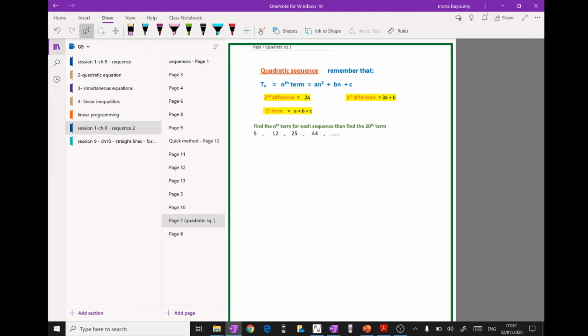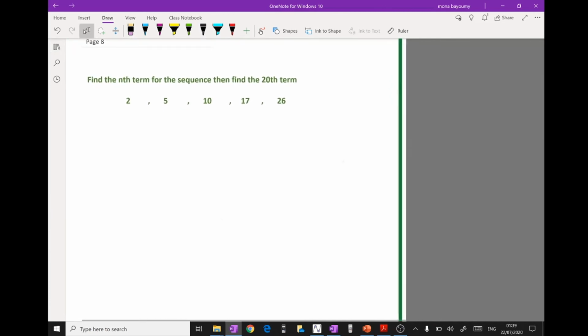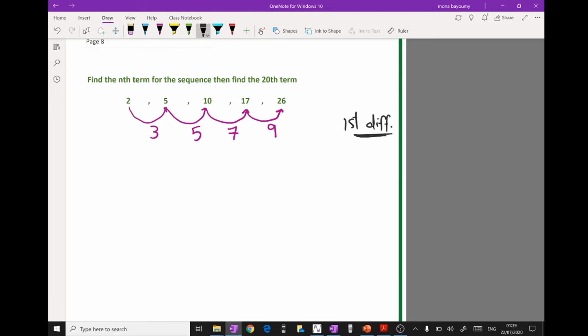Let me understand this from an example. Here we have 2, 5, 10, 17 and 26. First of all, I have to find the first difference. 5 minus 2 will be 3. 10 minus 5 is going to be 5. 17 minus 10 will be 7. 26 minus 17 is going to be 9. The first difference is not common. This means the sequence is not a linear sequence.